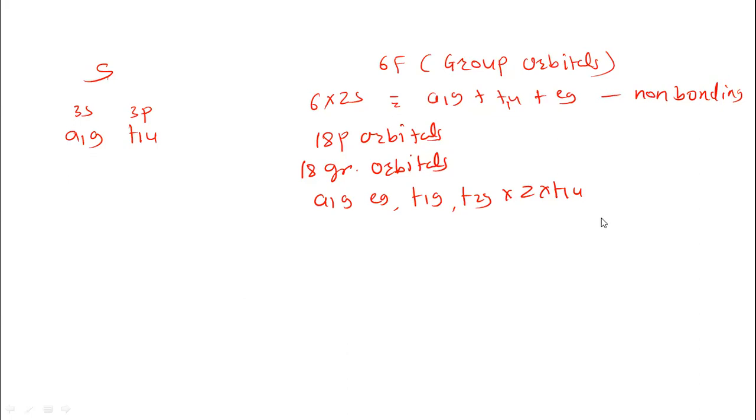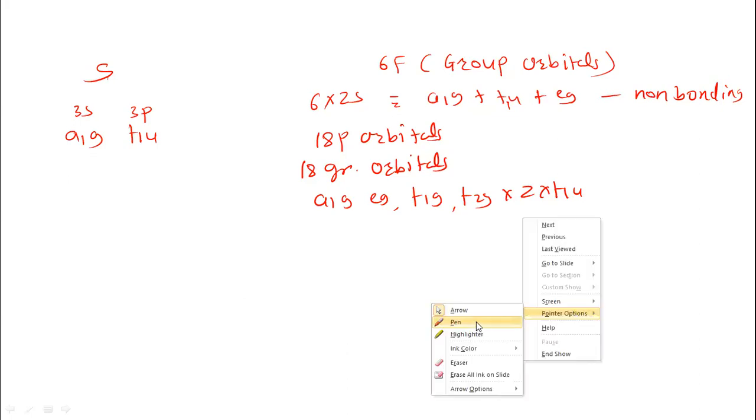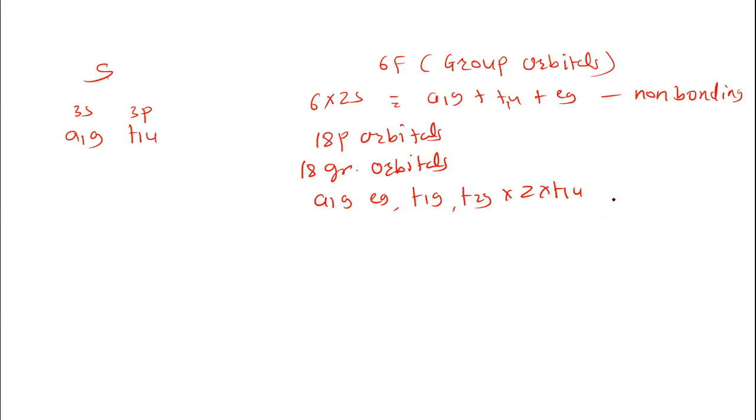So plenty of orbitals are available here. See here, this is 1, 2, 3, then this is 3, then this is 2 into 3, and this is 3. Count this: the total is equal to 18. 3 plus 3 is 6, plus 3 is 9, plus 6 is 15, plus 3 is 18.